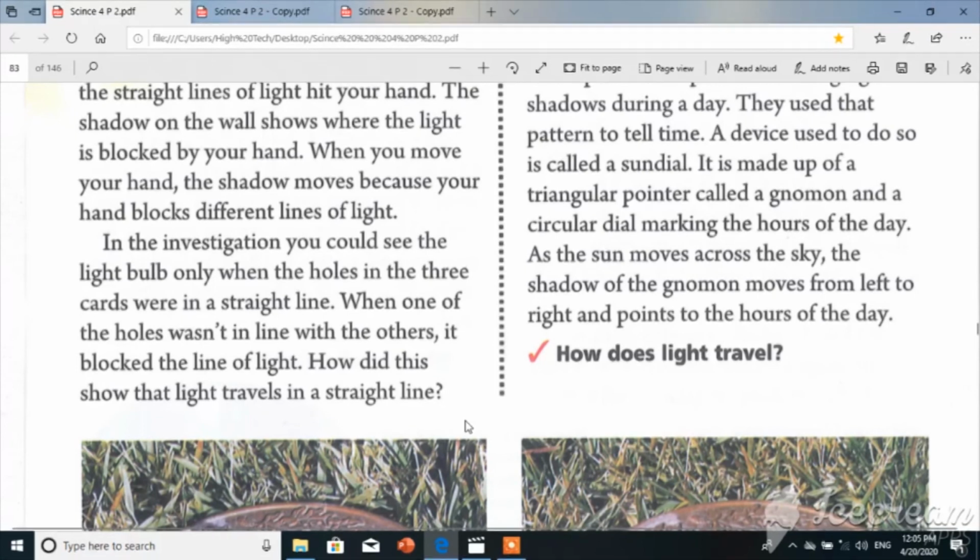In the next lesson, we will study two other properties of light, reflection and refraction.